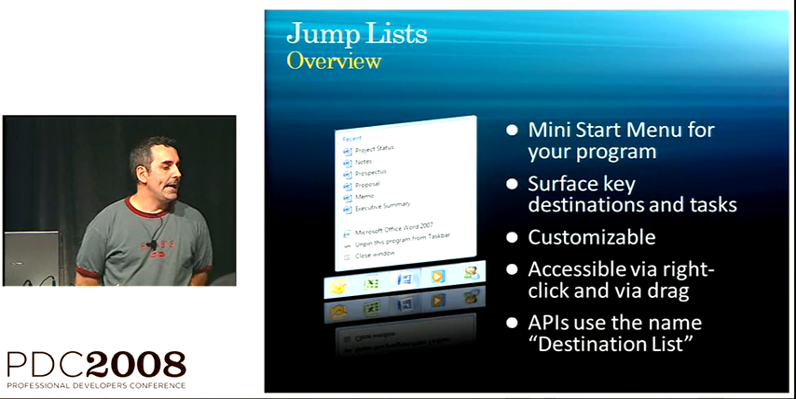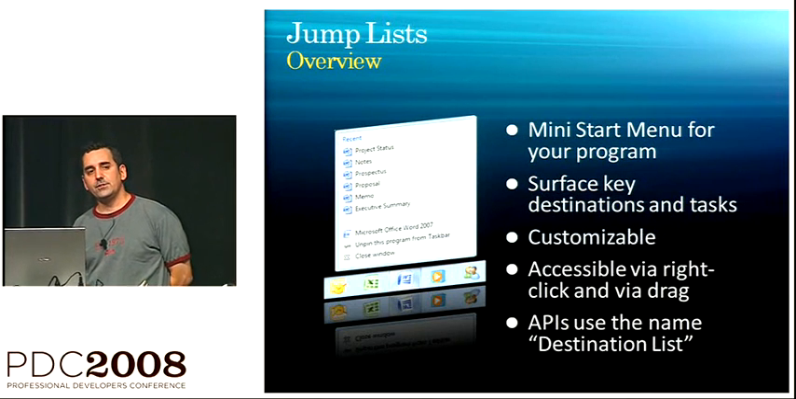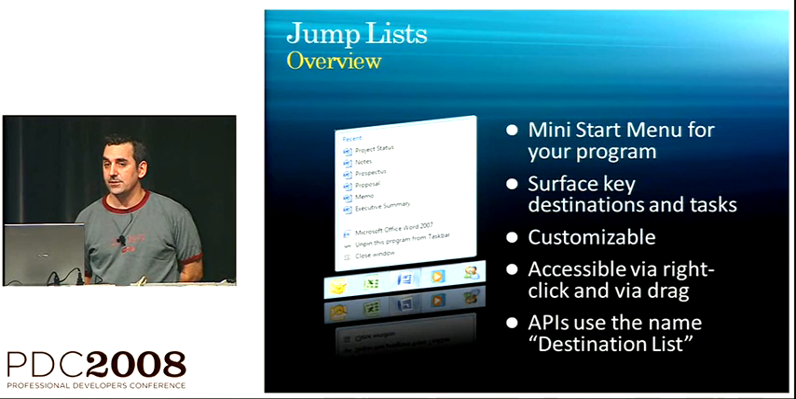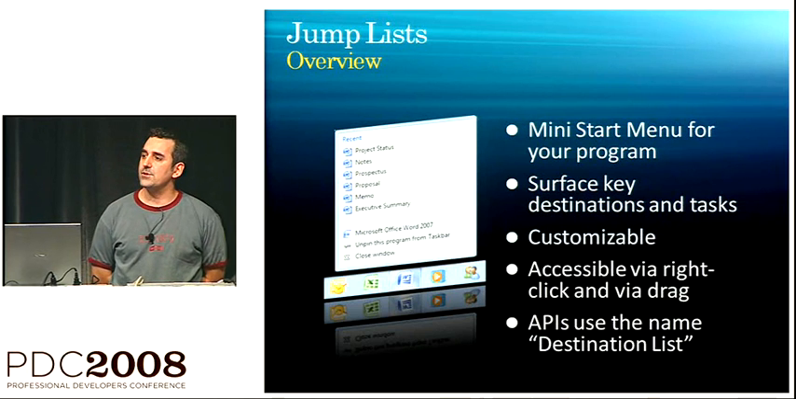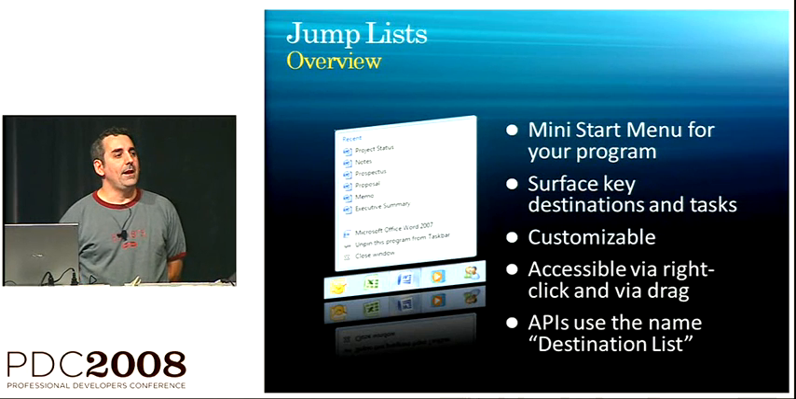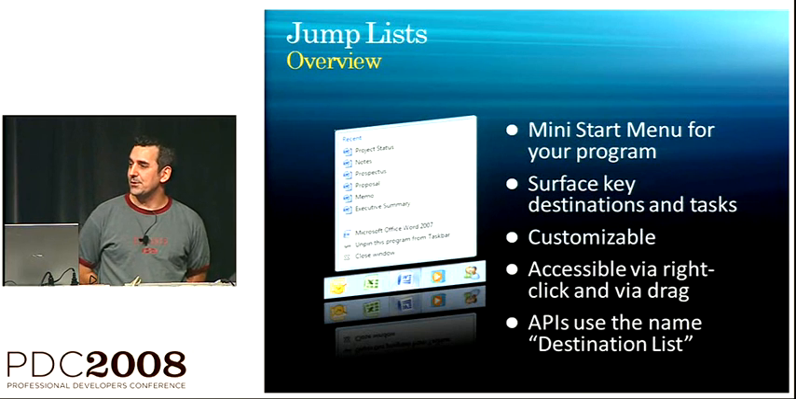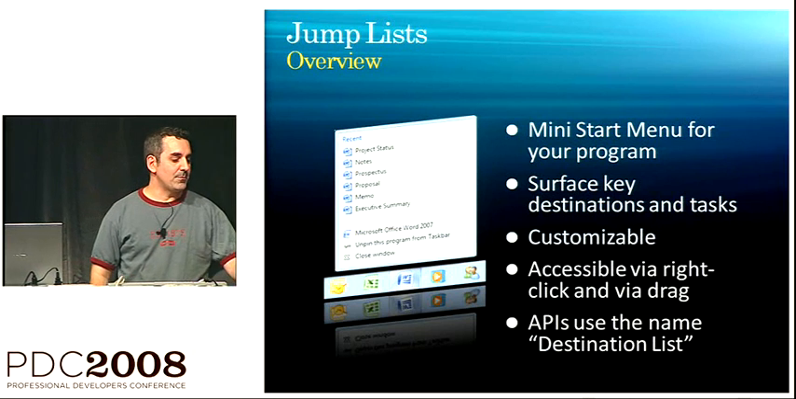And just a note about the name jump lists. This is a fairly recent naming scheme that we came up with. Up until fairly recently, we had been calling them destination lists. To that end, in the API names, you'll see reference to the term destination list. And in fact, it's likely, unfortunately, that I may slip and use the term destination list, but I will try my best to use the term jump lists.